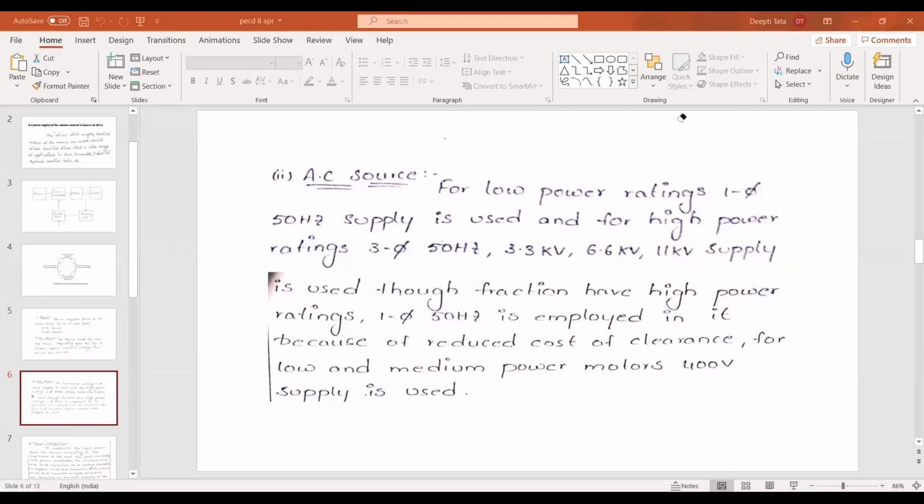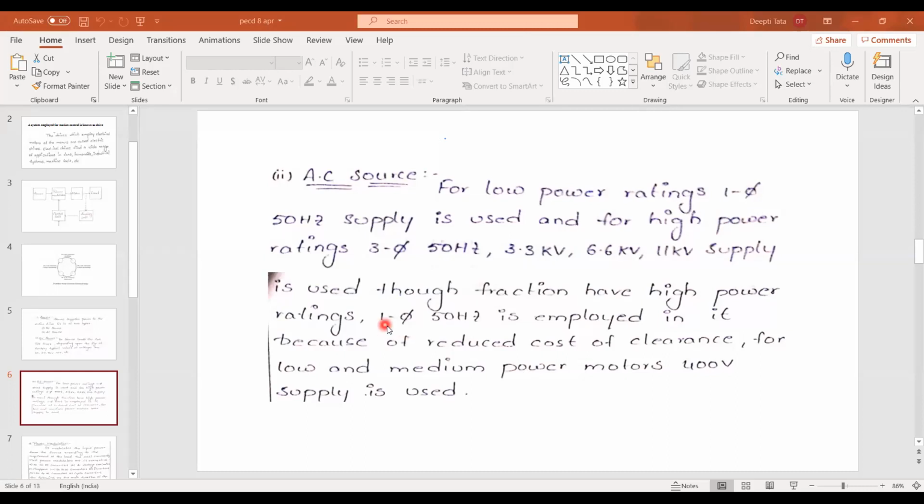For the AC source, there are two types initially. One is single phase AC supply. The second one is three phase supply. Depending upon the power ratings and requirement, you can use single phase or three phase. In general, for low power motors and medium power motors, you can use a 400 volt supply.